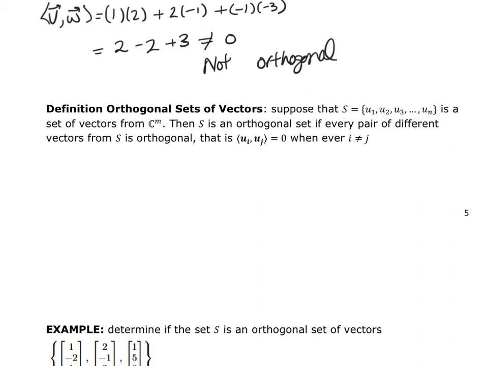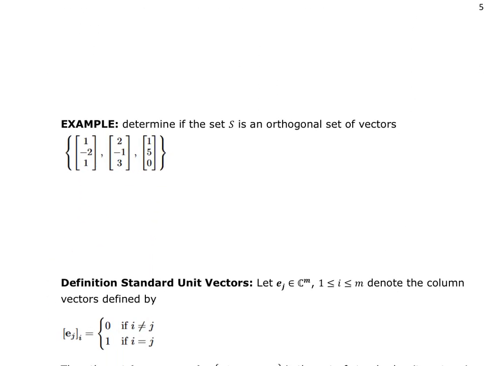The next definition that we want to address is the definition of an orthogonal set of vectors. When we're talking about an orthogonal set of vectors, that means that each one of my pairs is orthogonal to each other. So I would check each individual pair, whenever i does not equal j. So let's do an example. Let's check to see if these are an orthogonal set. So the first thing I'm going to do is call this u1 and call this u2.